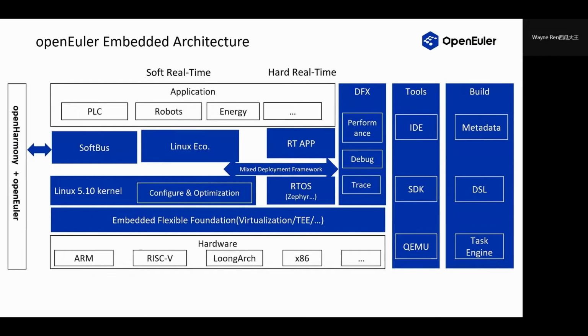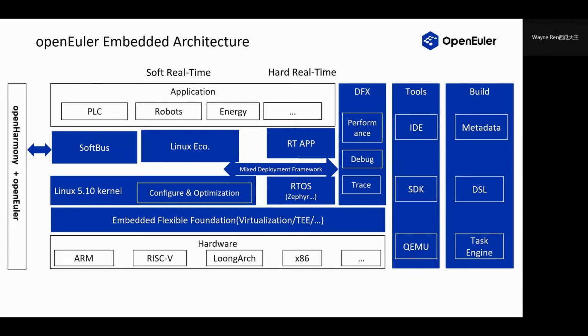Let's go further to see the architecture of openEuler Embedded. The blue part is the scope of openEuler Embedded. In runtime, above the hardware is a component called Embedded Flexible Foundation, which could be based on the technology of virtualization or TEE or others. Its main work is to provide strong isolation for the OS or runtime above and low-level management of physical resources. Above the Embedded Flexible Foundation are the Linux kernel and RTOS.